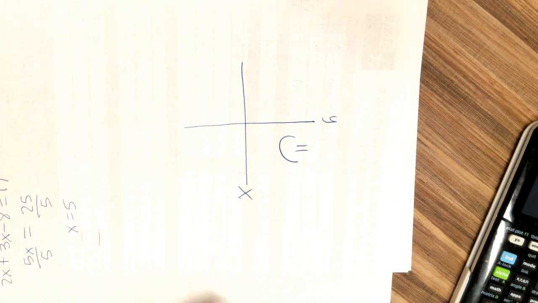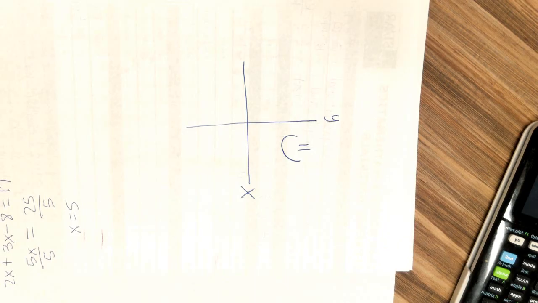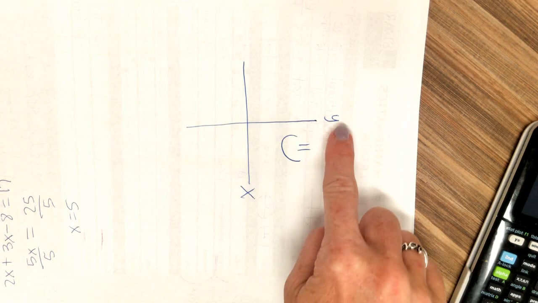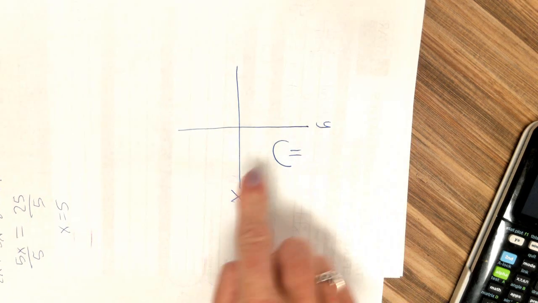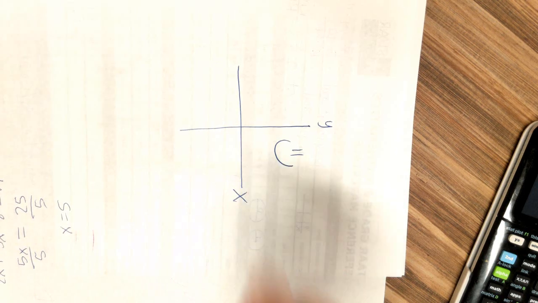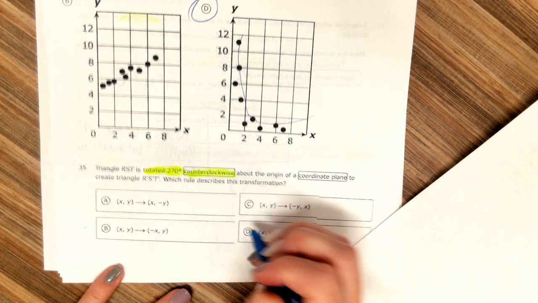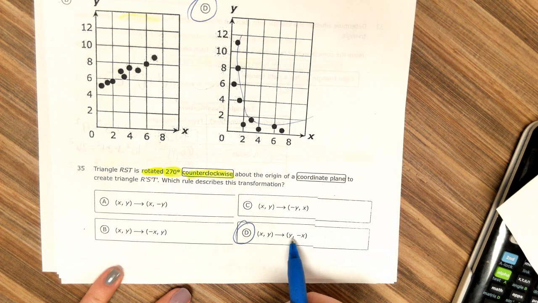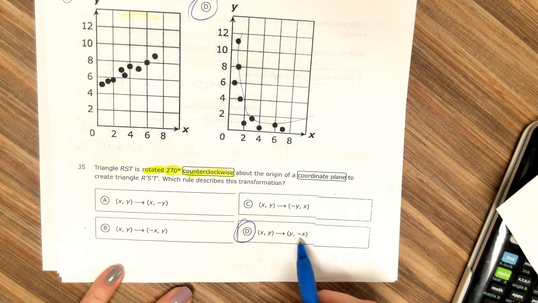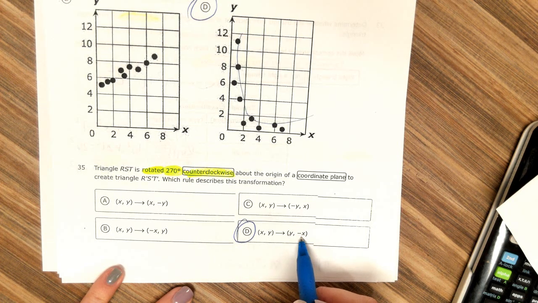Did the X and Y switch spots? Yes. Which one's positive? Which one's negative? Y is positive because it's on the right. X is negative. So positive Y, negative X. Which one says it? I can't hear y'all. D. Everybody see, look at the second part. Positive Y, negative X.